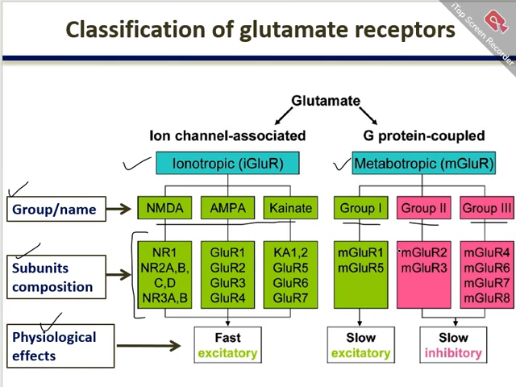Further, if we talk about the subtypes of the mGluRs, there are 8 subtypes. The difference between these three groups is that the group 1 mGluRs are slow excitatory, and the group 2 and group 3 metabotropic receptors are slow inhibitory. On the other hand, ionotropic receptors are all fast excitatory.